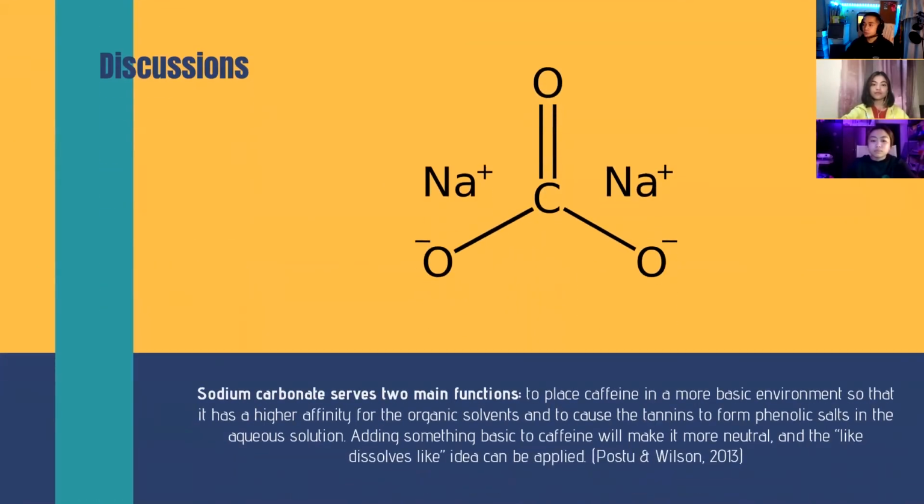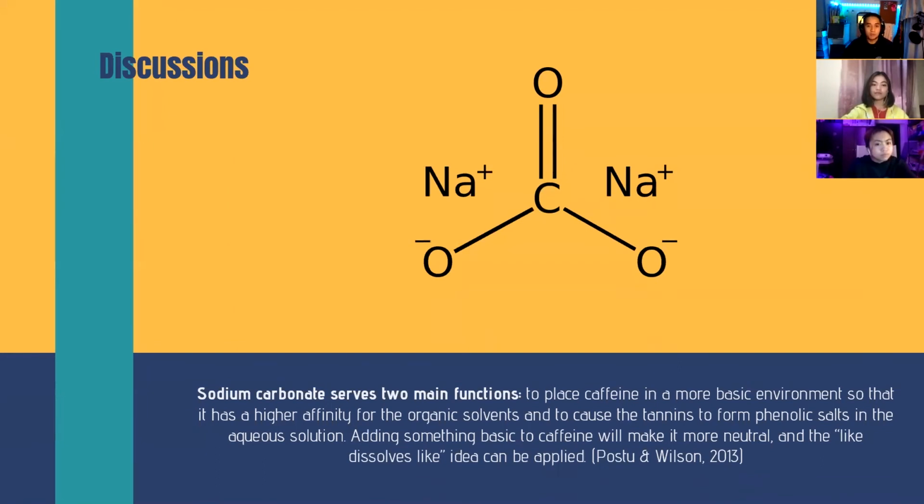Sodium carbonate was also used in this experiment. It serves two main functions: to place caffeine in a more basic environment so that it has a higher affinity for the organic solvents, and to cause the tannins to form phenolic salts in the aqueous solution. Adding something basic to the caffeine will make it more neutral, and the principle like dissolves like can be applied.